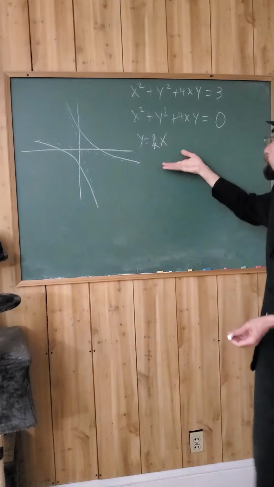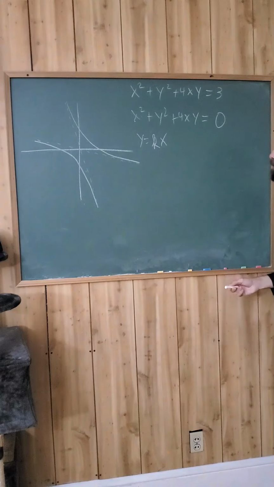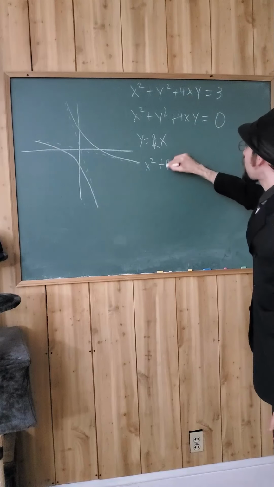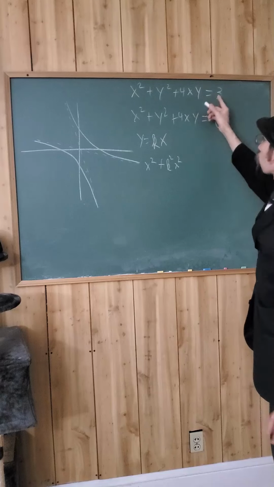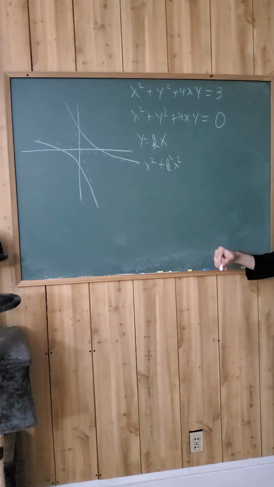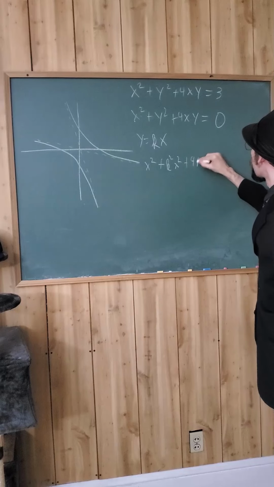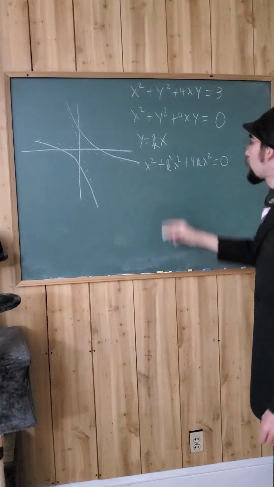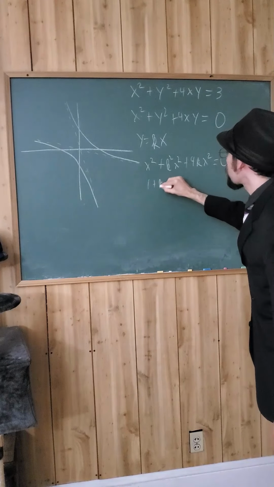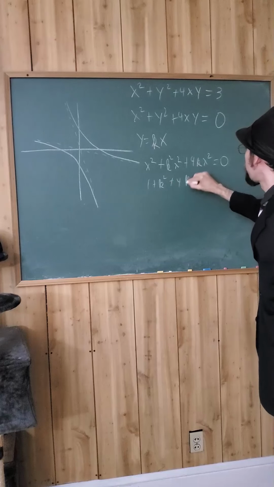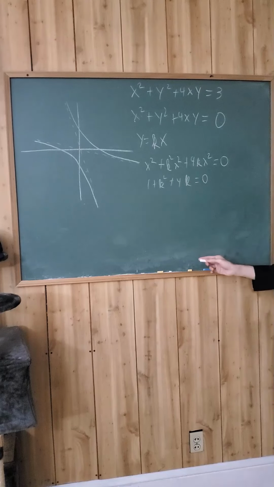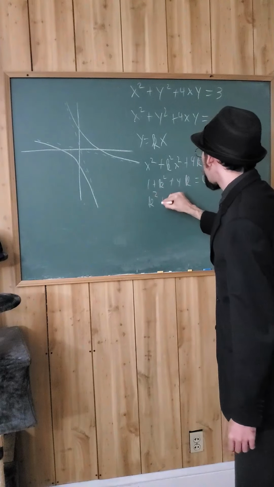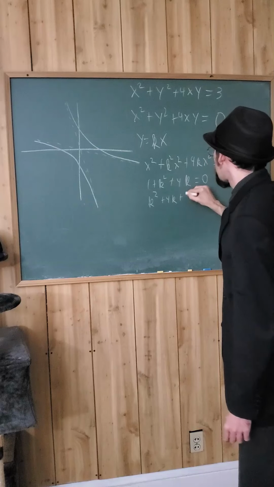So now that we have that, we can plug in. x squared is just going to be x squared. y squared is going to be k squared x squared. 4 times x times y, 4 times kx times x, 4kx squared, that equals 0. Factor out your x squareds: 1 plus k squared plus 4k equals 0. Expressing this in a more familiar standard form: k squared plus 4k plus 1 equals 0.